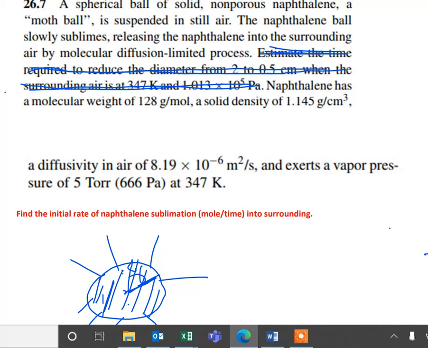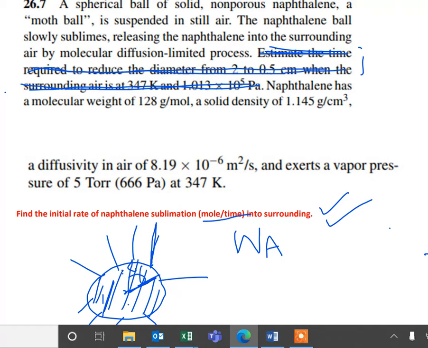Now what we need to find, I have just simplified this question. We are not doing this. We're calculating the initial rate of diffusion in mole per unit time. So usually we say WA. Okay, how much it will diffuse from this surface. So mole per unit time we need to find.